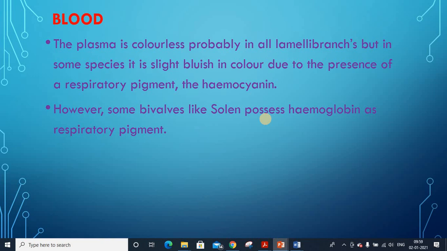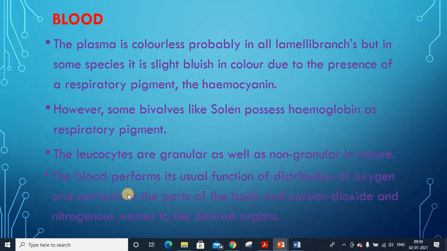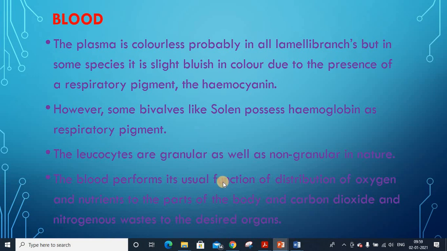A large number of colorless stellate amoebocytes or corpuscles, also referred to as leukocytes, are found in the plasma. The leukocytes are granular as well as non-granular in nature. The granular leukocytes leave the blood spaces and enter the body where they are phagocytic and remove waste. The blood performs its usual function of distribution of oxygen and nutrients to the parts of the body, and carbon dioxide and nitrogenous waste to the desired organs.